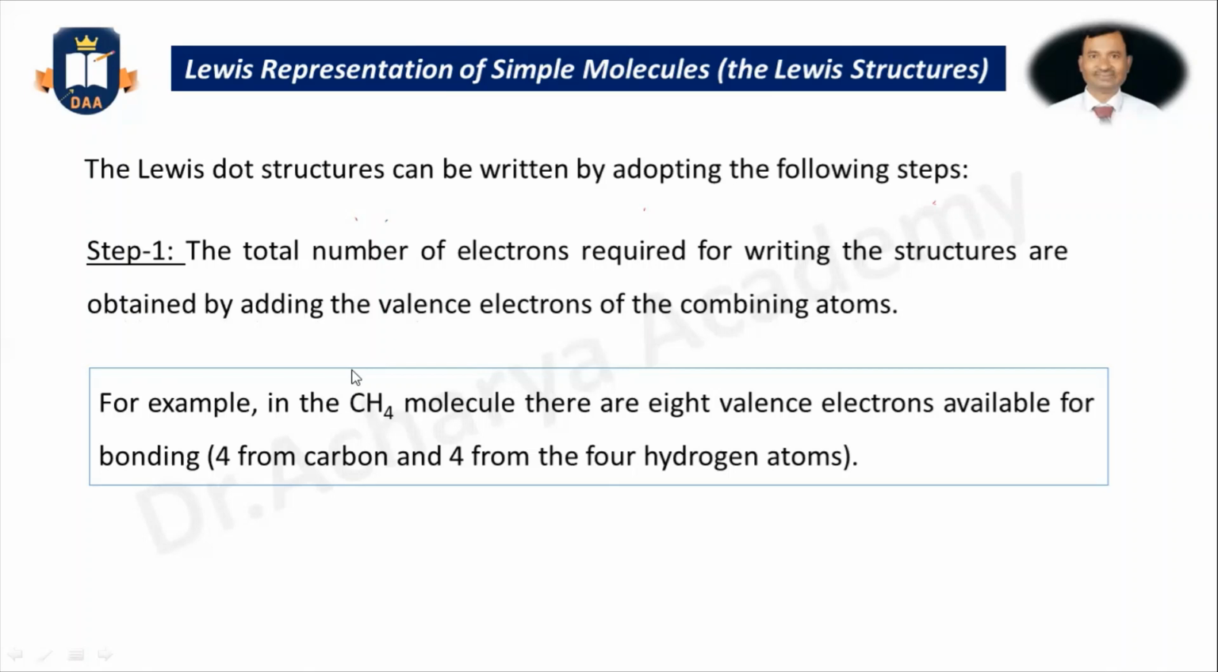We know that the carbon atom has valence electron 4 and each hydrogen atom has valence electron 1. So 4 hydrogen atoms have 4 electrons. So total number of electrons in this methane molecule, CH4 molecule, how much? Yes, 8 valence electrons: 4 from the carbon atom and 4 electrons from the 4 hydrogen atoms.